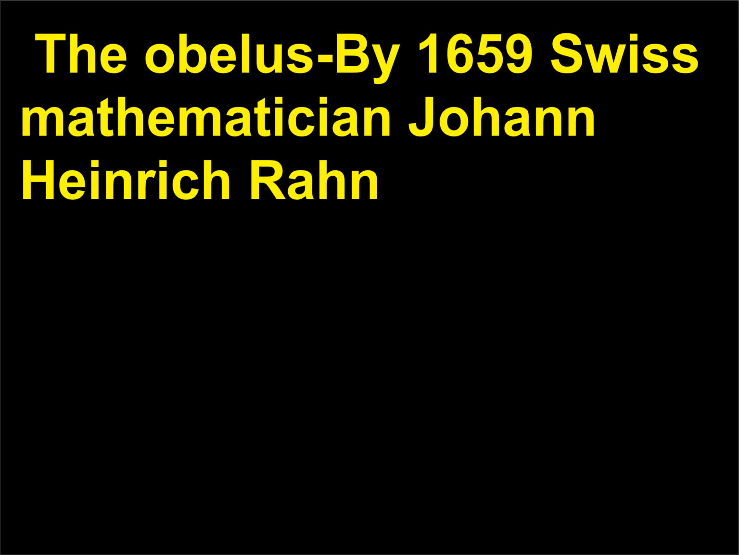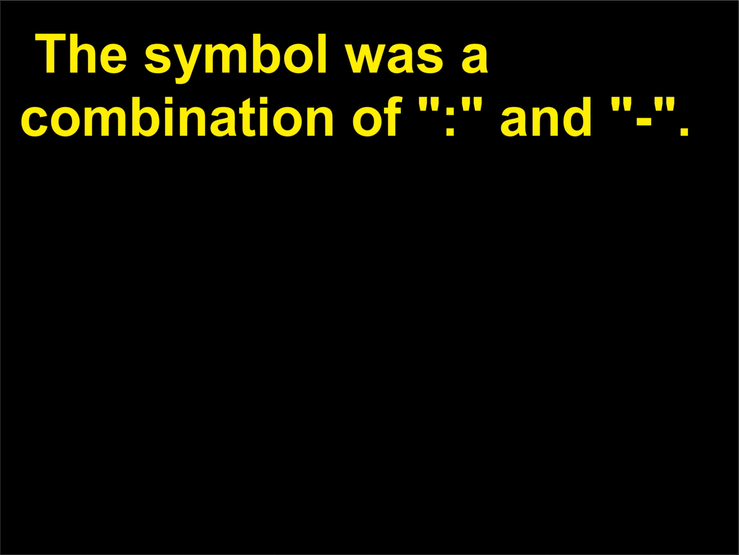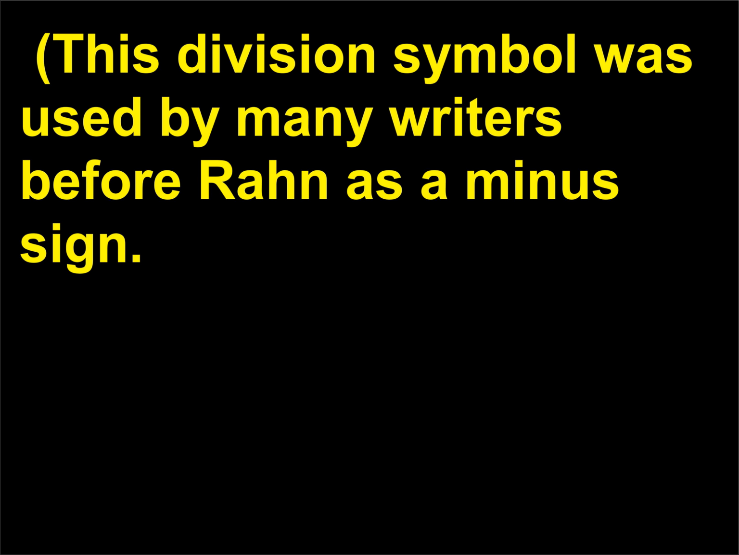The obelisk: Swiss mathematician Johann Heinrich Rahn, 1622 to 1676, introduced the division symbol, ÷, called an obelus, in his book Teutsche Algebra in 1659. The symbol was a combination of colon and dash. This division symbol was used by many writers before Rahn as a minus sign.